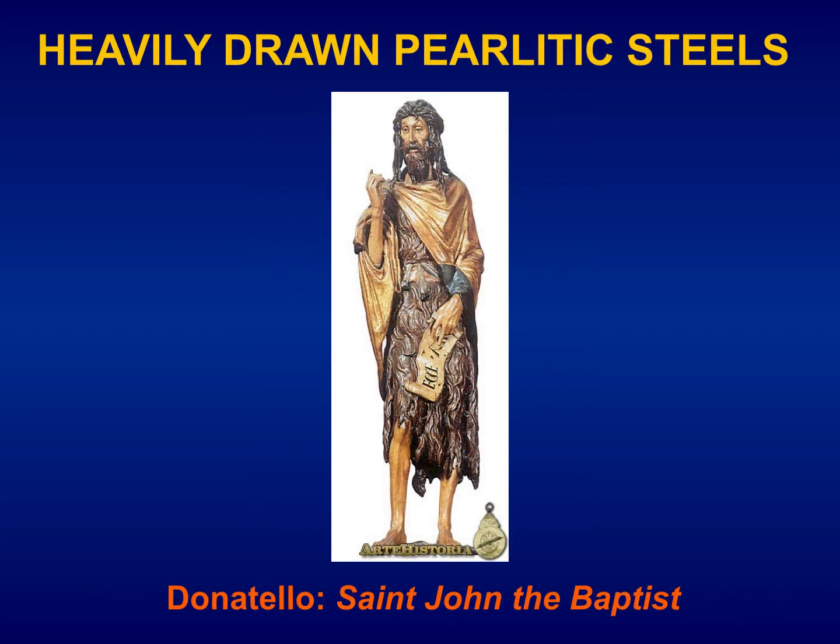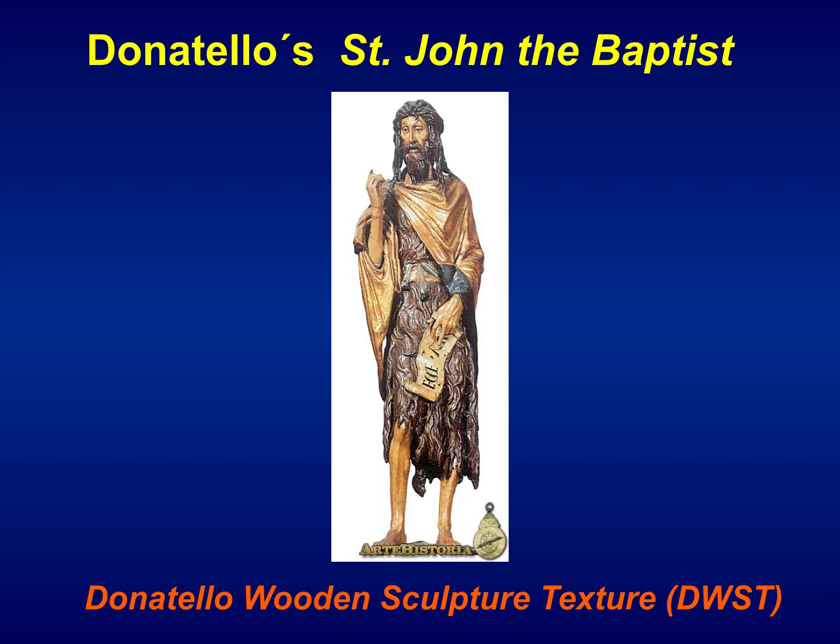Again, for heavily drawn perlitic steels, I present Donatello's St. John the Baptist in the Chiesa dei Frari in Venice, and again a kind of tearing resembling the so-called enlarged and oriented tearing topography surface associated with the fractography of hydrogen embrittlement of the most heavily drawn perlitic steels. This Donatello St. John the Baptist represents the Donatello wooden sculpture texture, DWST, linked with the enlarged and oriented TTS in the most heavily drawn steels.